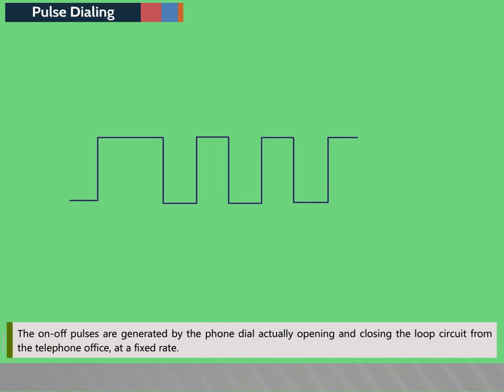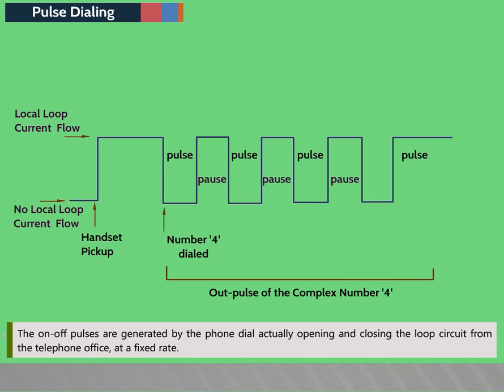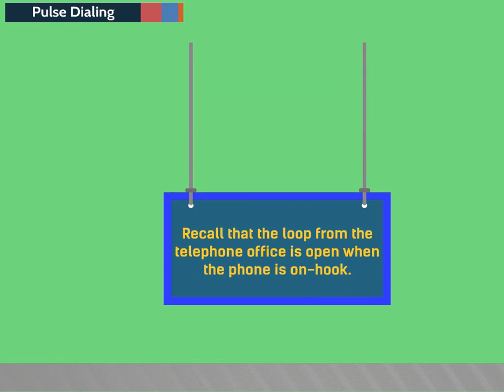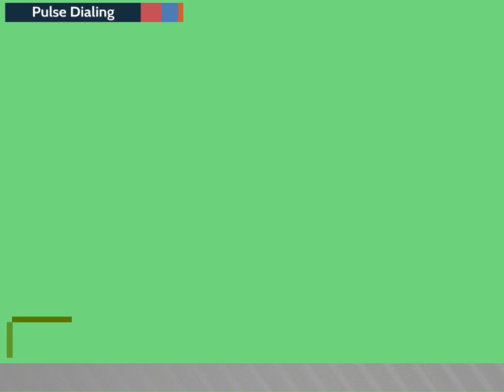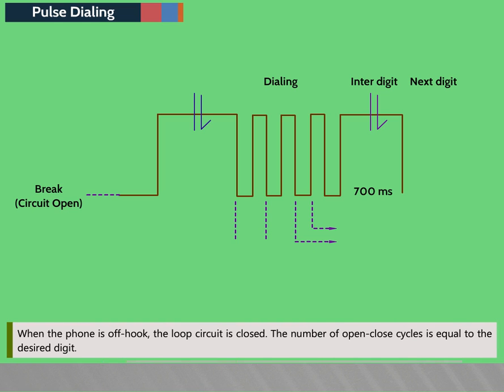The on-off pulses are generated by the phone dial actually opening and closing the loop circuit from the telephone office at a fixed rate. Recall that the loop from the telephone office is open when the phone is on hook. When the phone is off hook, the loop circuit is closed. The number of open-close cycles is equal to the desired digit.